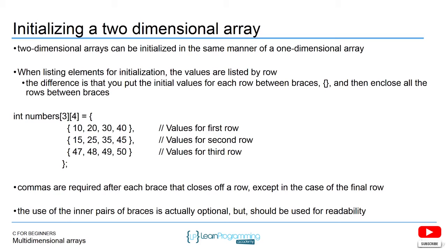When I look at this right here, I can easily identify, especially with the comments, what I'm initializing to. What values and what rows are getting initialized to. If I had that as a single line, just consecutive numbers, I would get lost really quick. So although the inner brackets are not necessary, use them.